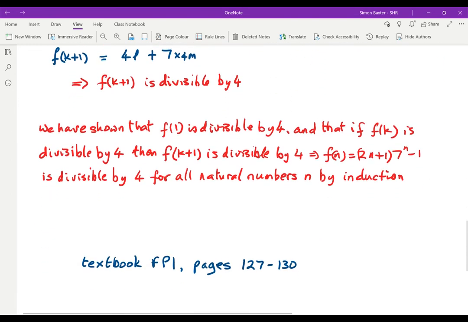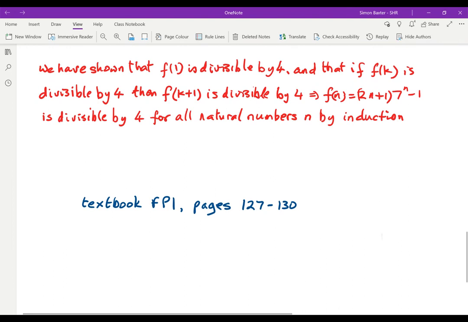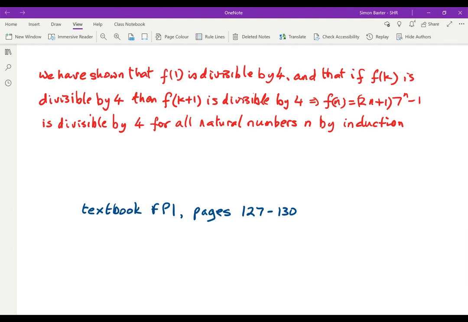You can find more about this, more examples, in your textbook, FP1, on pages 127 to 130.